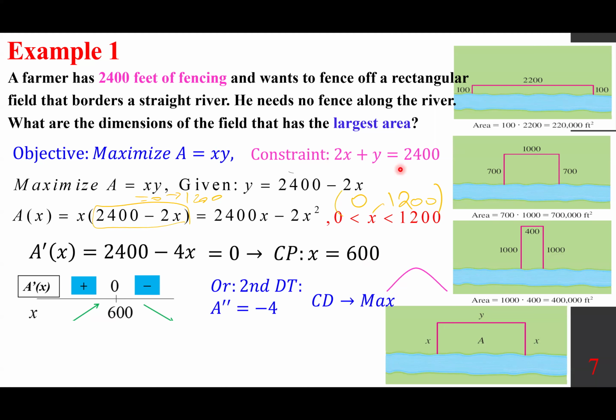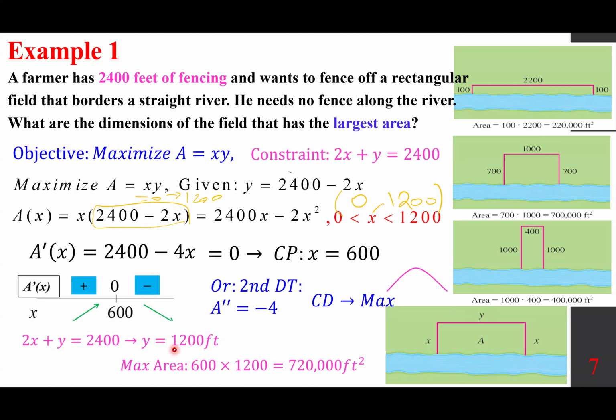Put it into this one or this one, but it's better to go back to the original given because we don't want to make a mistake. And we find the missing y becomes 1200. What would be the largest area? X times y, 600 times 1200, which is 720,000 square feet.